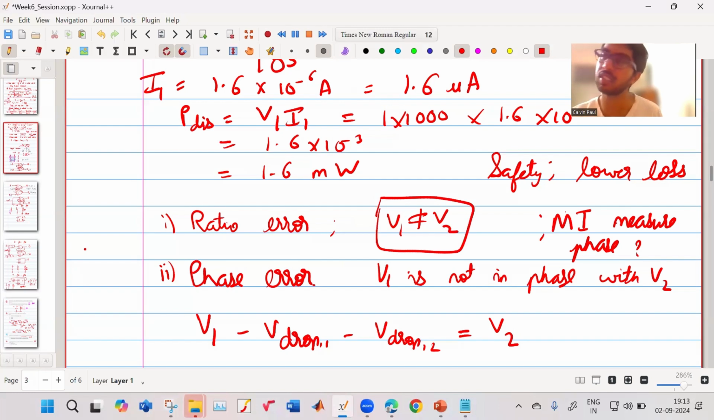Phase can be captured only when we have a phase measurement unit, which will measure the phase difference or phase shift. But we don't have one. So the moving iron will measure only the RMS value and not the phase information. Because it is only measuring the RMS value, and the RMS value of the output is not equal to what we want as per our formula, hence there is a ratio error. So it can only measure the ratio error. The phase error will go undetected.